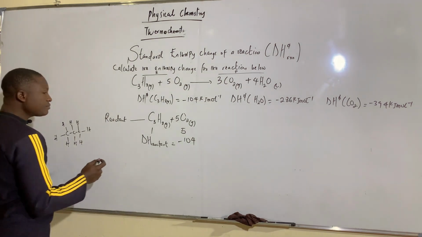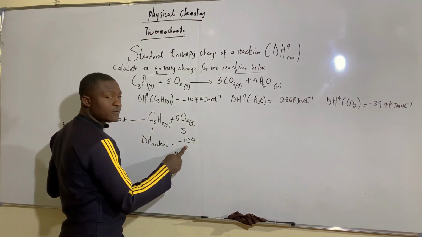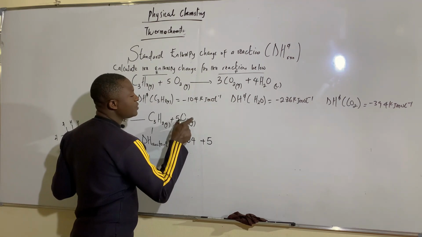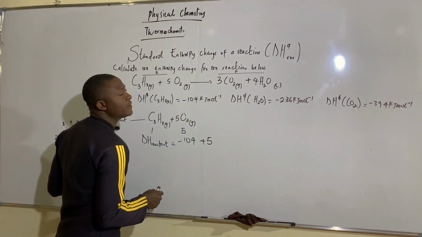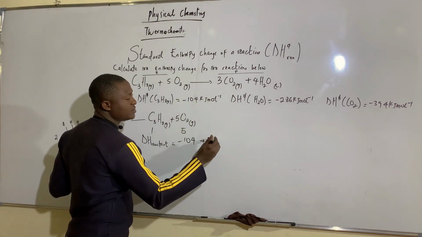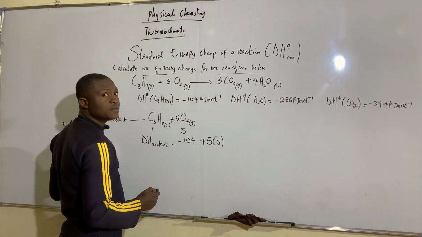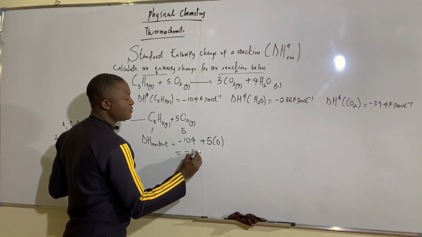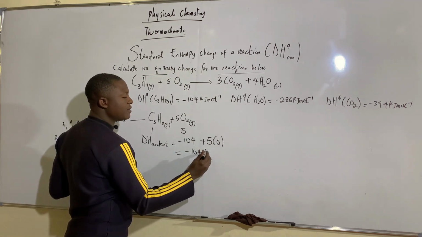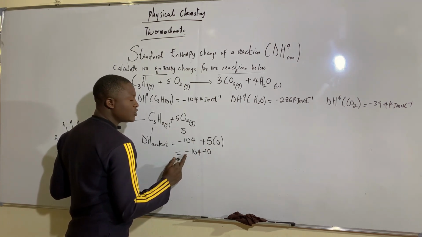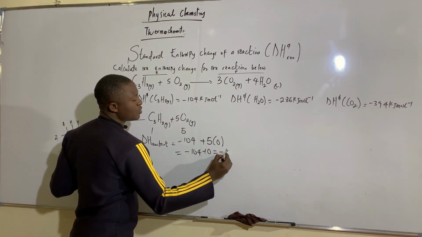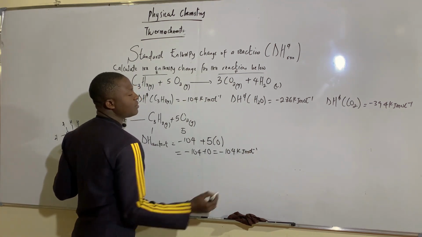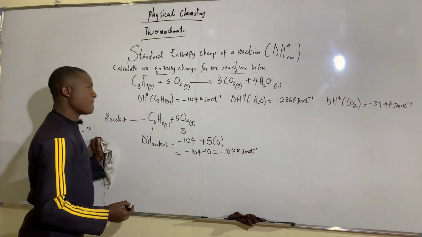So now, minus 104 plus 5 times the value for oxygen. You can see we are not given a value for the oxygen gas, so that one is 0. So here we have minus 104, and 5 times 0 is 0. So minus 104 plus 0, of course, we have minus 104 kilojoule per mole. Is it clear? Yeah, fine.